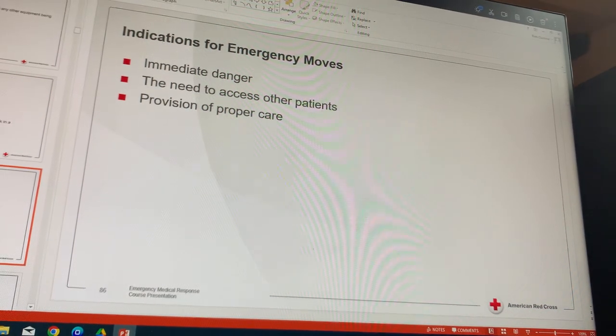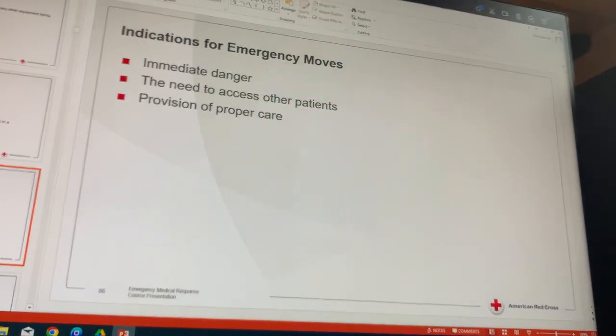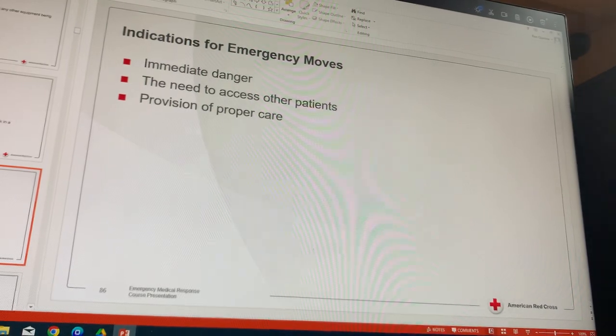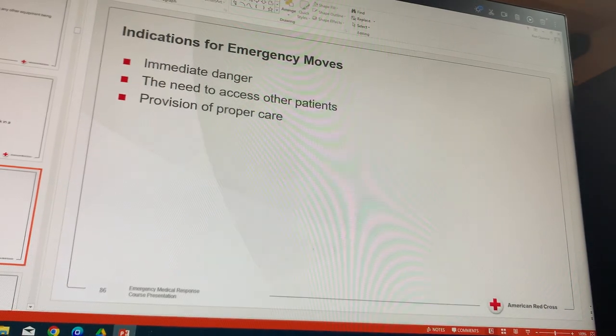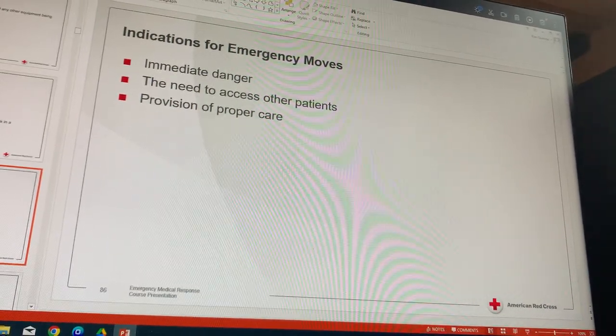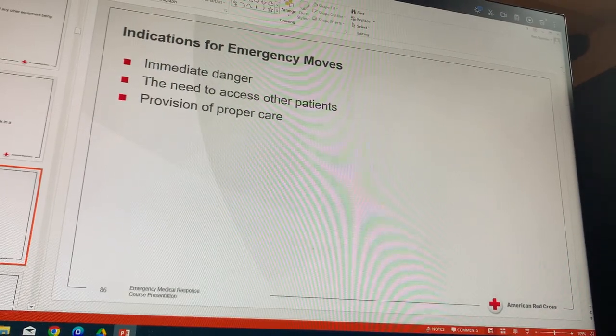Indications for emergency moves. In any emergency move, take care to protect the head, neck, and spine. If you suspect the patient of having a head, neck, or spinal injury, only the clothes drag or blanket drag are safe ways to move the patient.